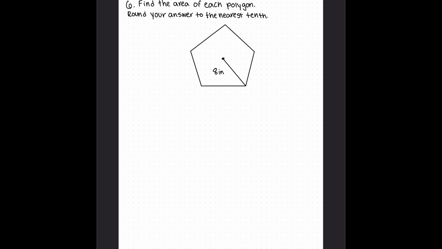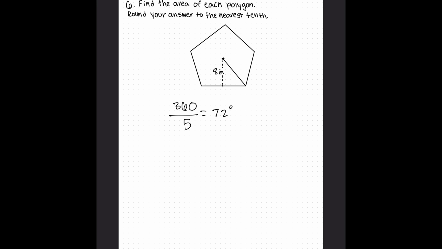And we do this by dividing 360, because the whole entire thing is 360. And we just divide that by how many sides there are. Since it's a pentagon, we have 1, 2, 3, 4, 5 sides. 360 divided by 5 is 72. So this is the central angle. And now what we want to do next is find the apothem, which would be this line right over here.